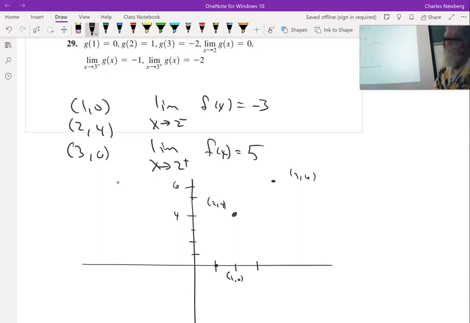We have to make sure these one-sided limits as we go into 2 are negative 3 and 5. So notice they're not going to match up with the value at x equals 2 at all, right? Because what is the value at x equals 2? 4. So the graph has got to go into negative 3 from the left side, from the negative side. So let's get negative 3 in here.